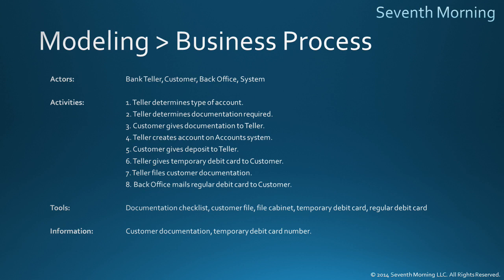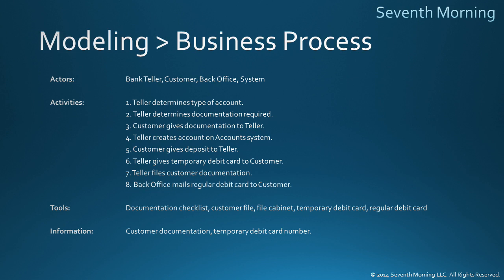After activities, we have the tools. We also know what tools are required to perform the work. Here I've listed about 5, but there could be more. Each of these tools represents something necessary to the process of opening an account. If any of the tools are missing, then we can't execute the process.